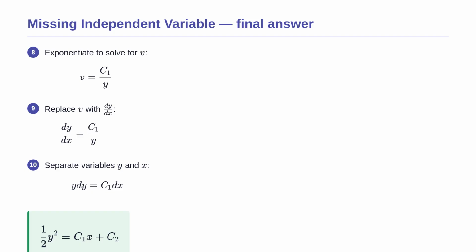We must now remember that v was only a temporary placeholder. We replace v with its true identity, the derivative of y with respect to x. This brings the missing independent variable x back into our equation. We separate the variables one last time, multiplying by y and dx. Integrating both sides using the standard power rule gives us our implicit general solution, which defines a family of parabolas.